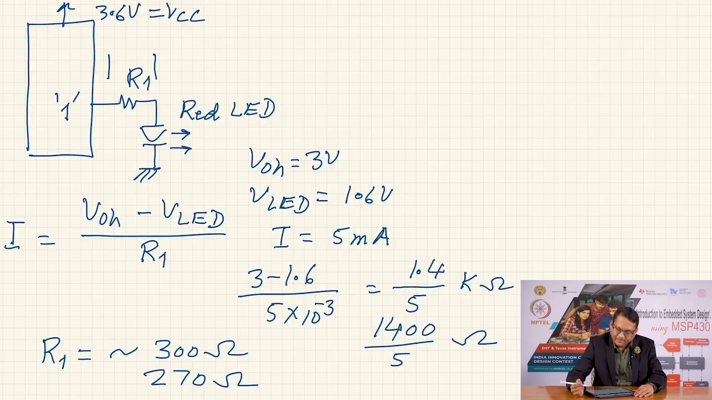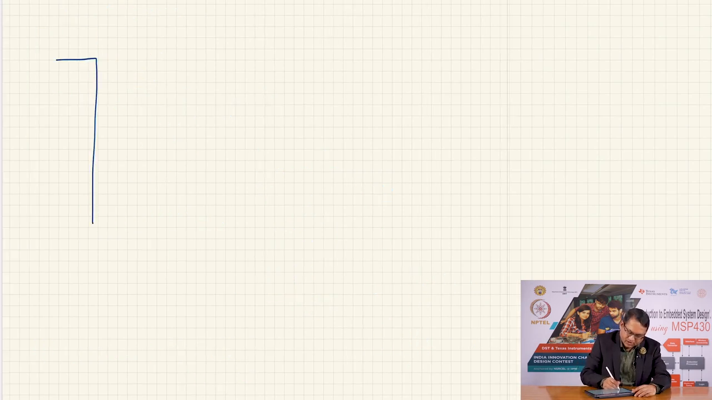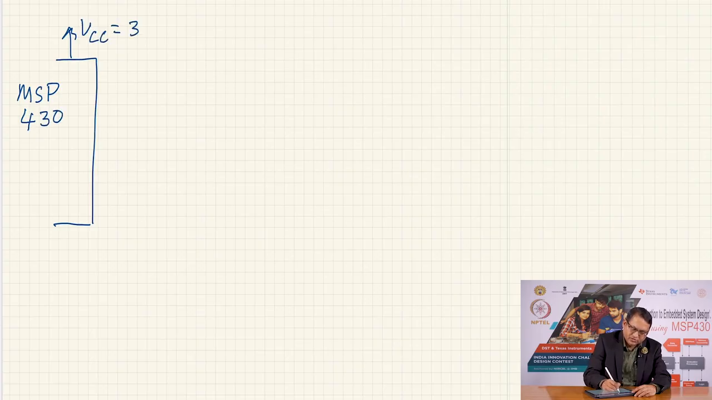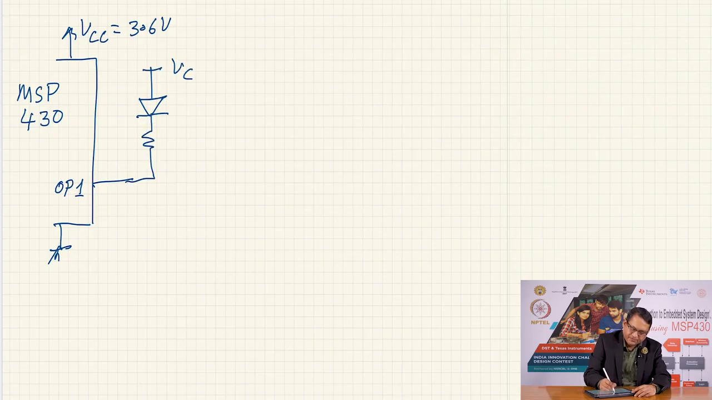On the other hand, if you want to control the LED in the low side control method, then your configuration will change, and it will be, here is my microcontroller MSP430. My VCC is set to 3.6 volts, here is my ground, and here is my output pin, say output 1, and I have connected the LED in the low side control. Here is my VCC, and this is now say R2, and this is still red LED.